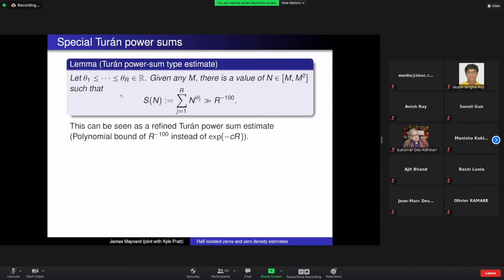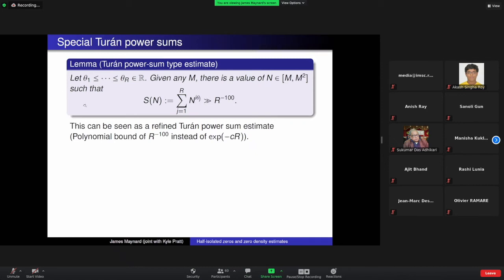So maybe the simplest formulation is, if you pick your favorite R real numbers, then if you give me any superdyadic interval, then I can find some argument capital N for which this sum, which is modeling the sum that we had before, is not too small. So it's lower bounded by some polynomial quantity in the number of reals that we have.